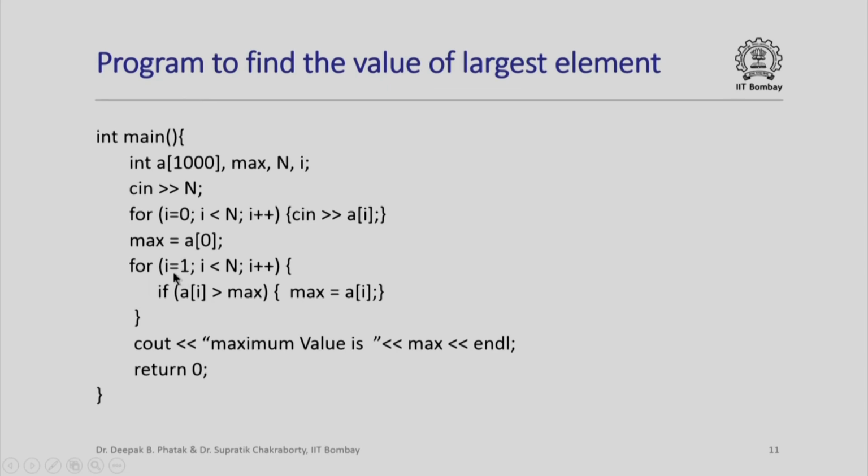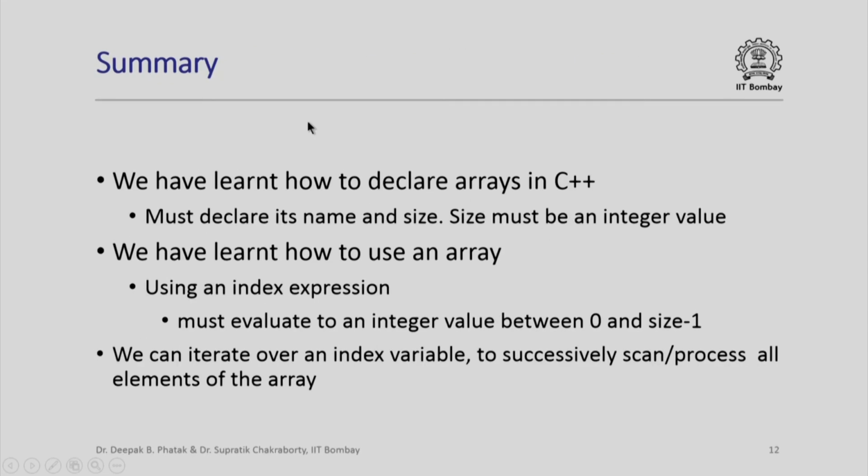Notice this iteration which starts with I equal to 1. I have already accounted for the 0th element. I want to examine the remaining elements from 1 to n minus 1, which is what this iteration does. In this iteration, if A[i] is greater than max, I simply reset max to A[i]. At the end, you can very easily conclude that when I come out of this iteration, the maximum value will be located in max.